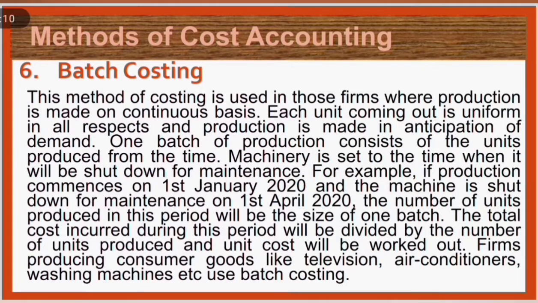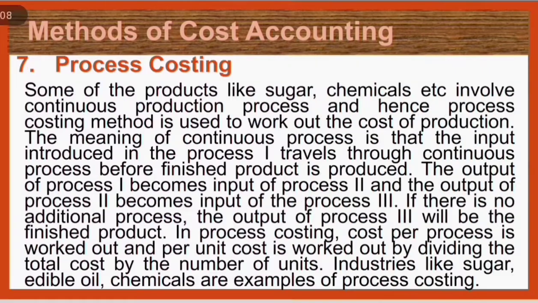The total cost incurred during this period will be divided by the number of units produced and the unit cost will be worked out. Firms producing consumer goods like television, air conditioners, washing machines, etc. use batch costing. Methods of cost accounting. Number 7, process costing. Some of the products like sugar, chemical, etc.